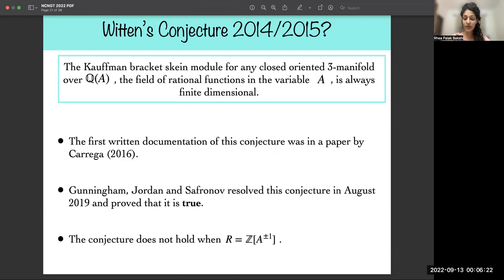However, this theorem is not true if you work over the ring of Laurent polynomials. So for the field of rational functions, the KBSM is always finite dimensional. However, this is not true when you work over the ring of Laurent polynomials. We saw on the previous slide that the KBSM of S1 times S2 is infinitely generated. So the point that I'm trying to make is that more is known about the KBSM over the field of rational functions than over the ring of Laurent polynomials.